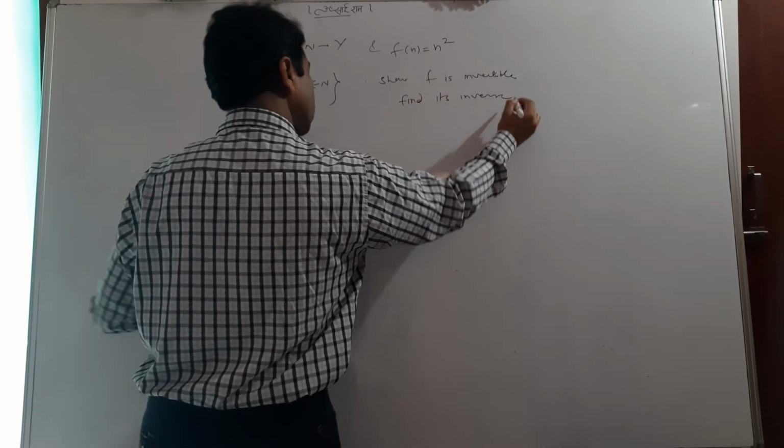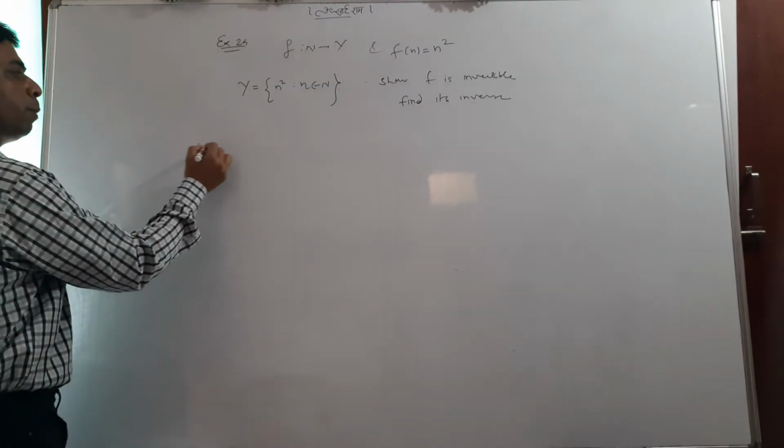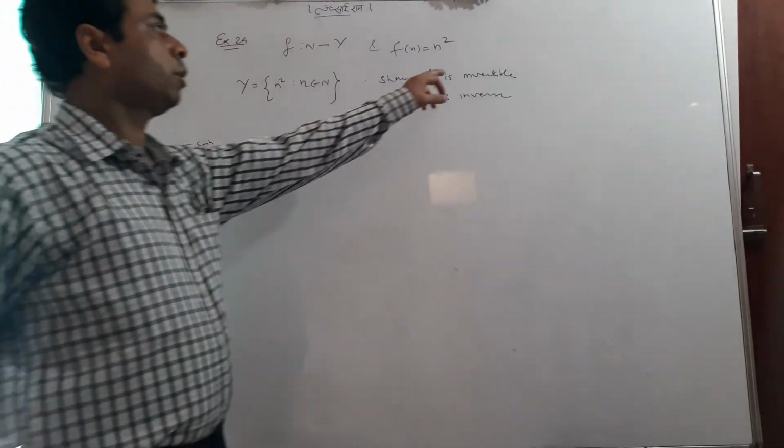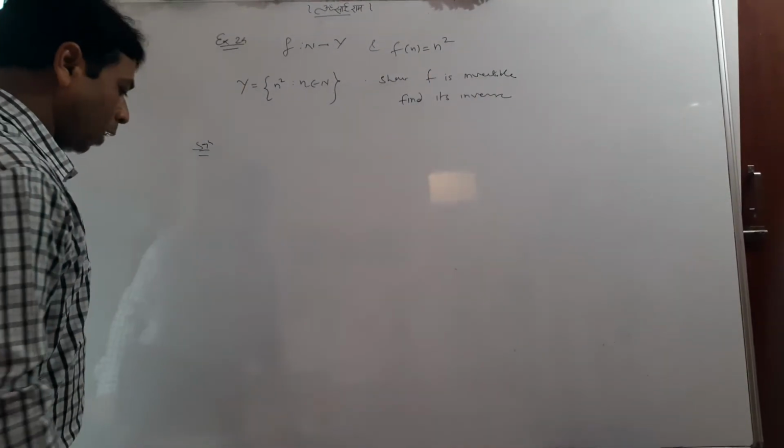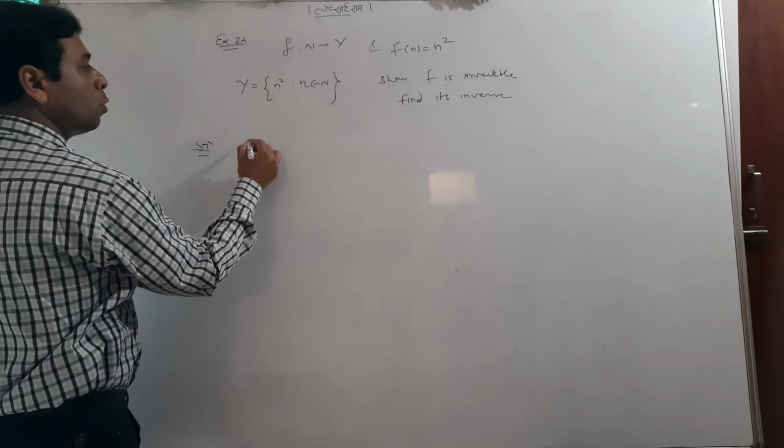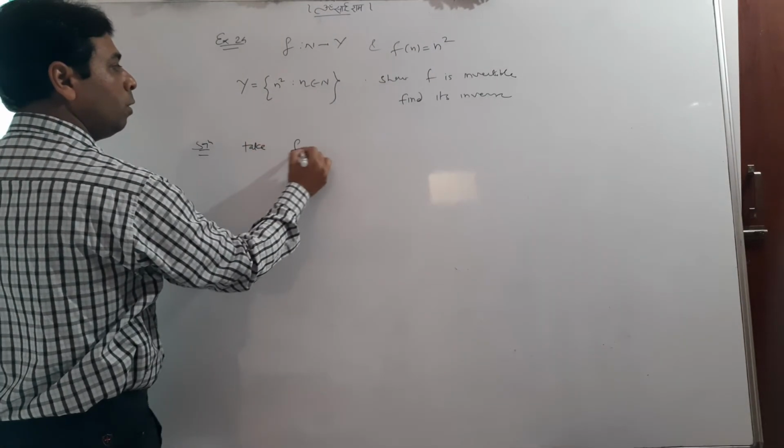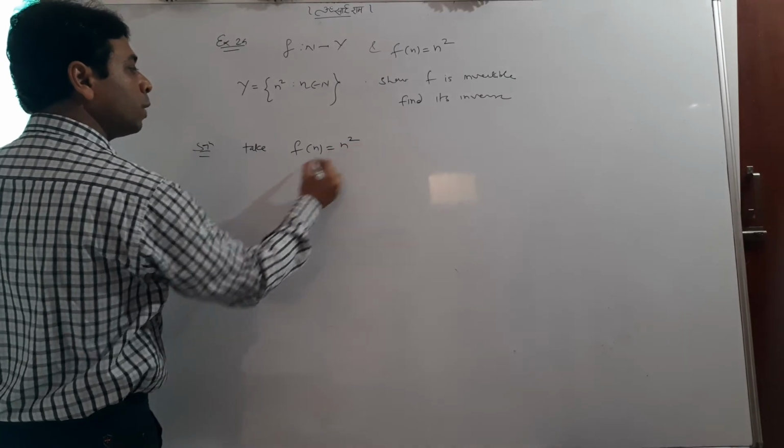Okay, so first of all we'll prove f is invertible. So how to prove invertible? You have to show f is one-one and onto. So first of all, go with f of n equal to n square.